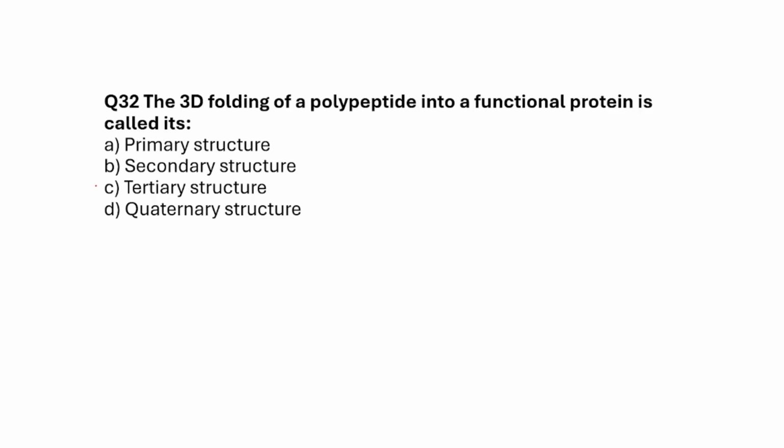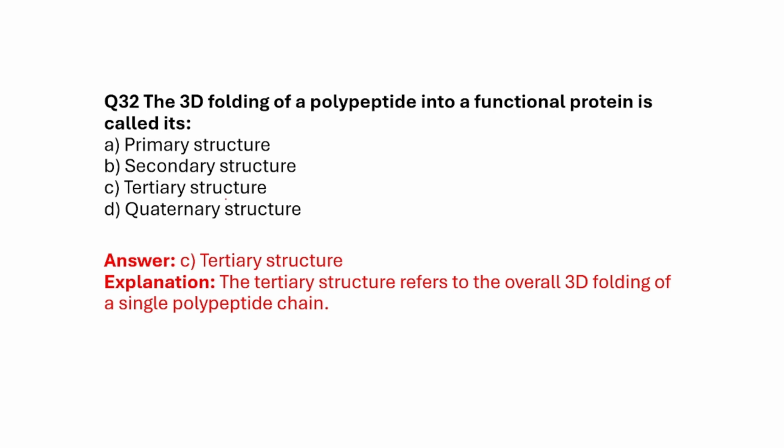The 3D folding of a polypeptide into a functional protein is called primary structure, secondary structure, tertiary structure, quaternary structure. So it is the tertiary structure. It's the overall 3D folding of a single polypeptide. And a quaternary structure is when two or more functional polypeptide chains come together, then they form the quaternary structure.